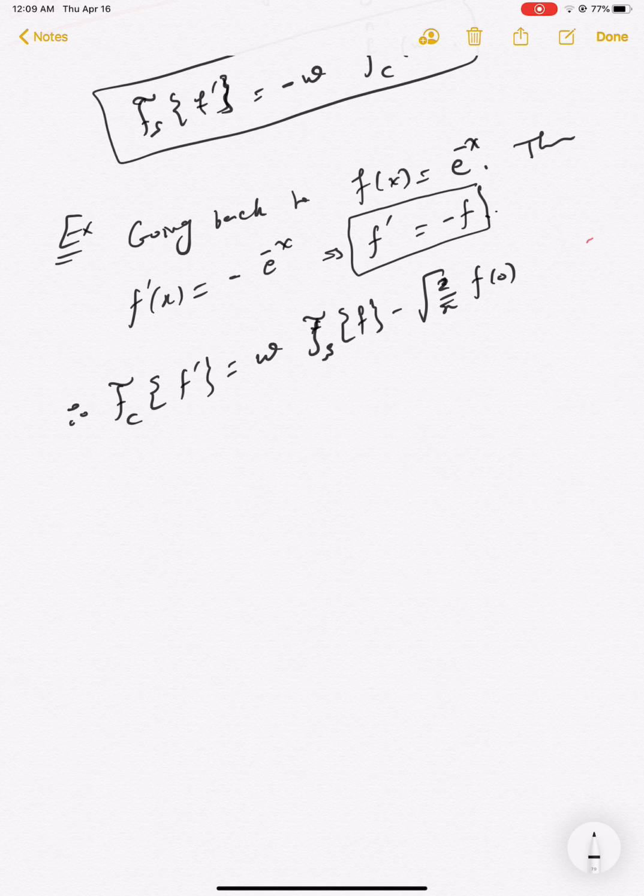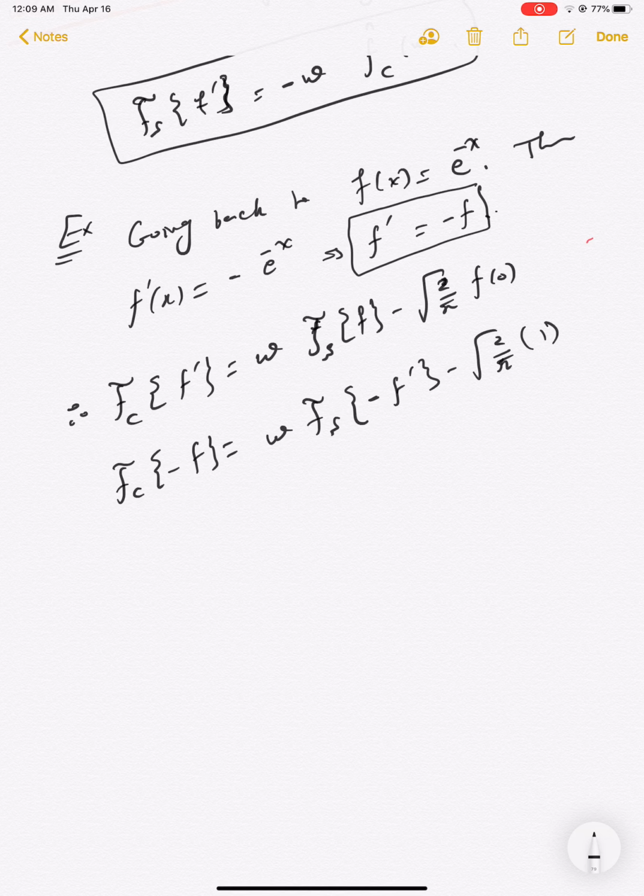Okay. So what is the Fourier cosine of f prime? F prime is just negative f. So this is the Fourier cosine of negative f equals omega Fourier sine of f, right? But f is negative f prime. So I'm just playing with this stuff. And what is f of 0? If you plug 0 into the function, you get 1, right? So this is Fourier cosine of negative f equals omega, this is negative, Fourier sine of the derivative minus root 2 over pi. Okay, now, so this is this.